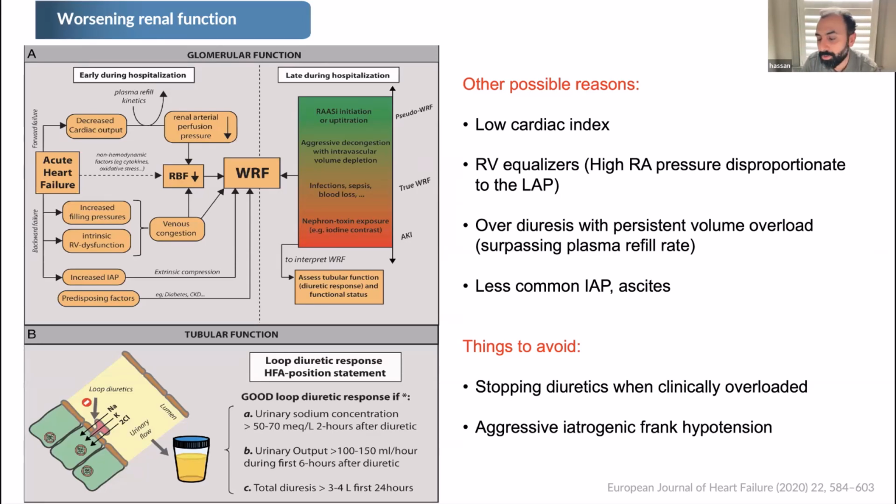If it happened within the first 3 days, it's probably just a consequence of the problem that brought the patient in: low volume, low output state, whatever they did at home, all the extra volume, the venous congestion and so on. If it happened after the third day, it's often caused by effective diuresis. And that means we call this a pseudo-worsening renal function.